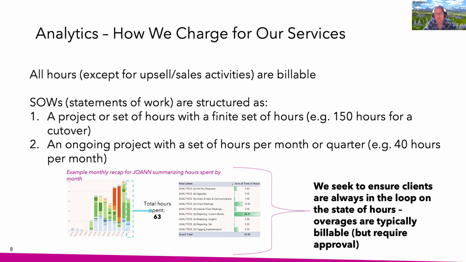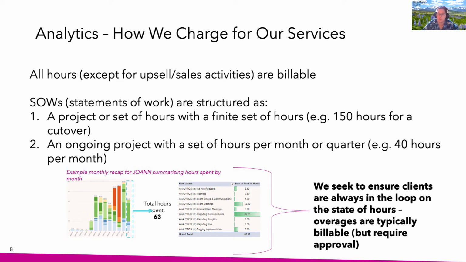The second type of SOW is an ongoing project that has a set of hours per month or per quarter that renews itself. So Joanne Fabrics is a good example of that. We have a set number of hours per quarter, and every quarter we get a new set of hours. And we're always trying to be very transparent with our clients about the hours that we're using, where they're going, and if we're at risk of running out. That way the client can approve or say no, hold. So we never want it to be a surprise for a client when we get to the end of a period and we say hours are gone. We try to be really transparent with that.